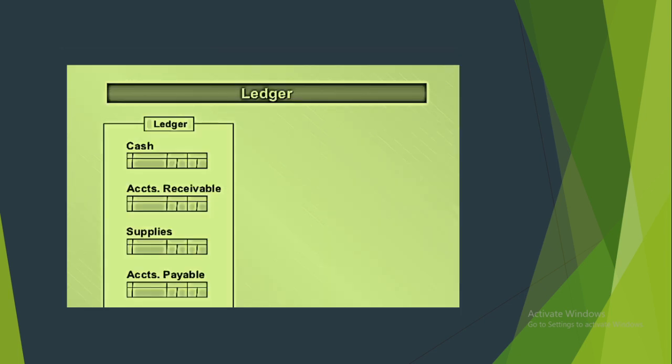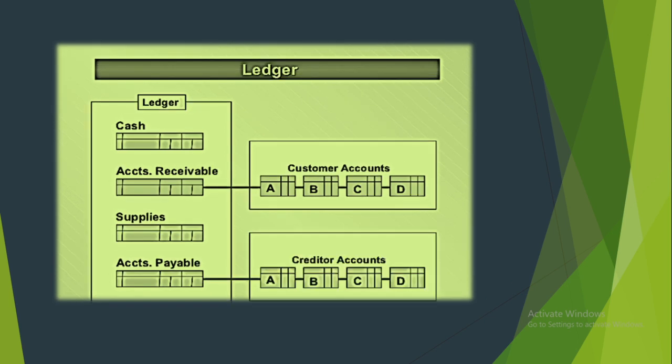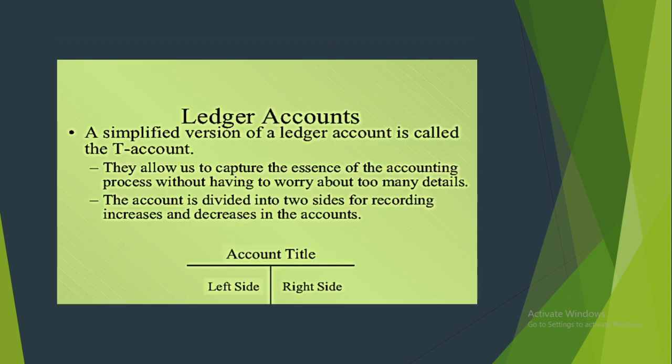Now these are the examples of ledger like cash, accounts receivable, supplies, accounts payable. So in accounts receivable, it is always related to customer. Here, four examples are taken of four kinds of customer like A, B, C and D account. Another aspect is accounts payable, that is bills payable. It is always related to creditors account, and here also four kinds of creditors are taken or considered, that is A, B, C and D.